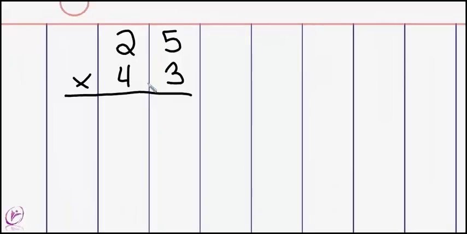To do a 2 by 2 digit multiplication problem, you need to do many of the same steps as a 2 by 1 multiplication problem. So for this problem, 25 times 43, I'm going to ignore the 40 to begin with. Now, I'm going to do the normal steps of a 2 by 1 digit. 3 times 5 is 15. 3 times 2 is 6, and 6 plus 1 is 7.